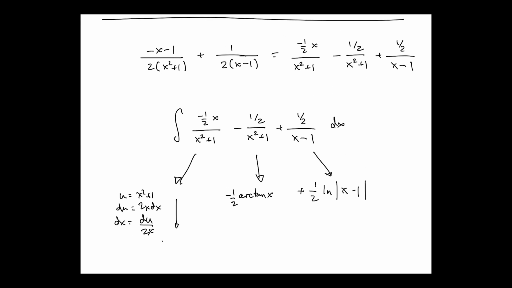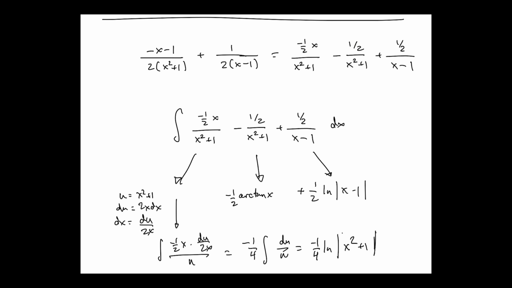And so we have negative a half x times dx, which is what we said, du over 2x, over x squared plus 1. The x's cancel, and so we'd end up with negative a quarter integral, sorry, that should be a u in the bottom, du over u, which is negative a quarter natural log of that.